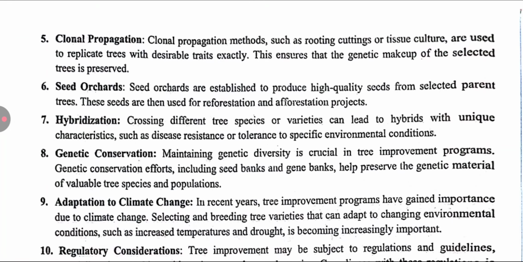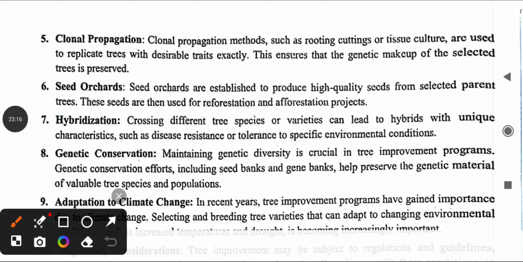Then clonal propagation. Methods such as root cutting or tissue culture are used to replicate trees with desirable traits exactly. This ensures that the genetic makeup of the selected tree is preserved.